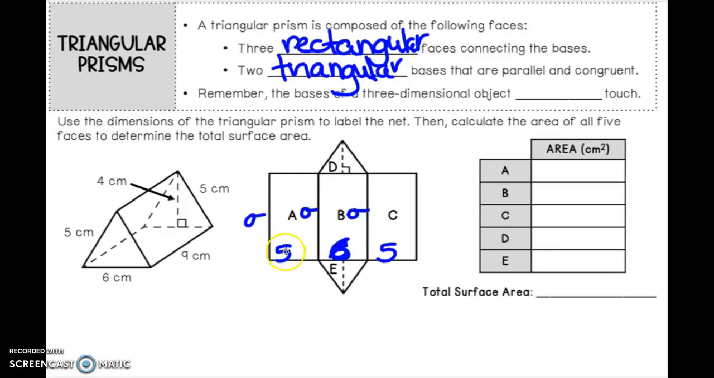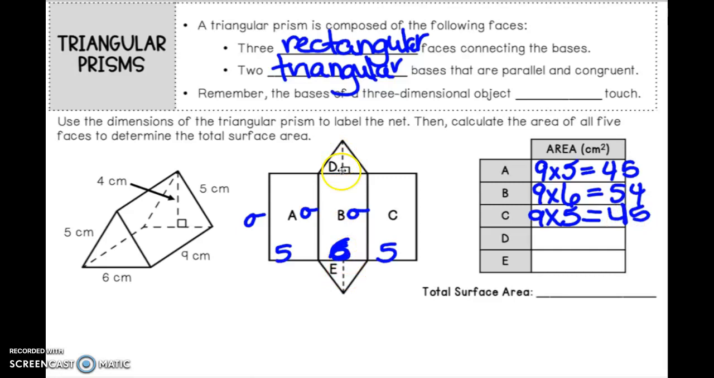So a 5 by 9 is A. So a 9 by 5, which equals 45. We have a 9 by 6, which is B. That's with the base side of the triangle, and that is 54. And then we have C, which again is a 9 by 5, which is 45 again.